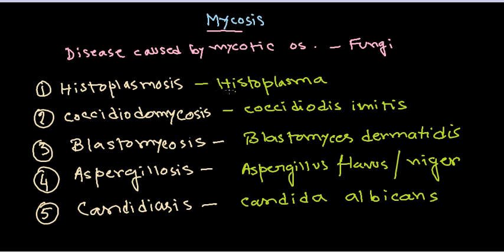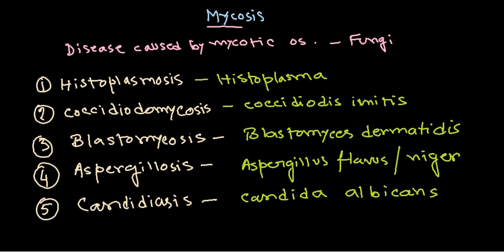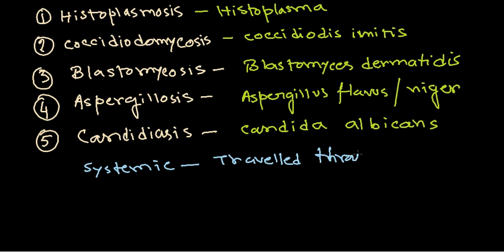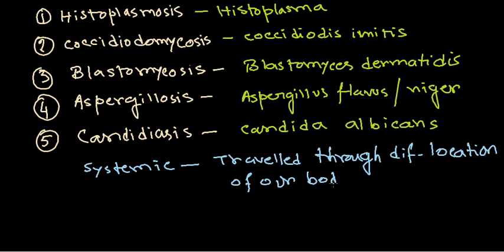So you can see these are the five major mycotic infections that usually trouble human beings more. Among all of these, most of them are systemic in nature. So what do we mean by systemic? They travel through different locations of our body via the bloodstream. That's why they are systemic in nature, and they take a long time to cure.